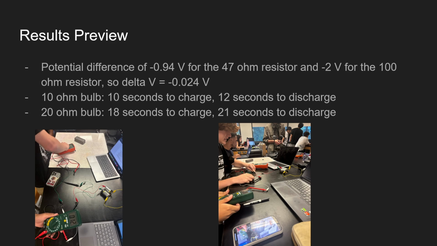The 10 ohm bulb took 10 seconds to charge and 12 seconds to discharge, while for the 20 ohm bulb, the RC circuit for that, the capacitor took 18 seconds to charge and 21 seconds to discharge. Below you can see two pictures of our circuits and us collecting the data.